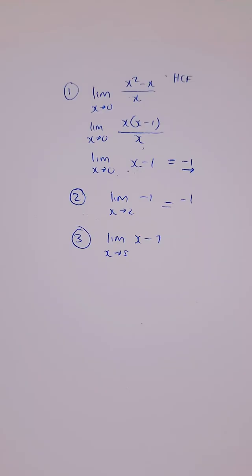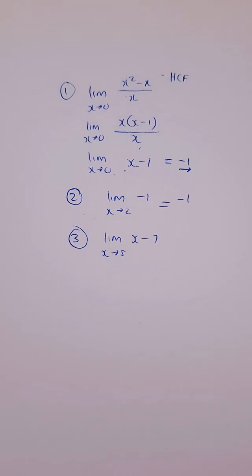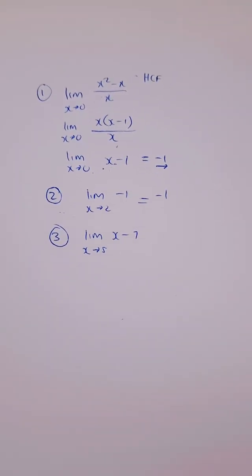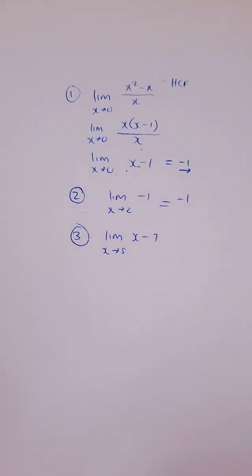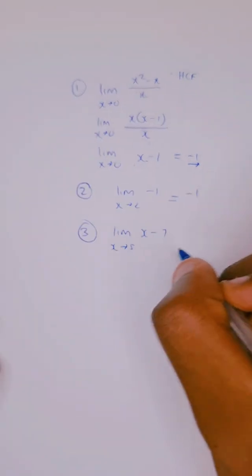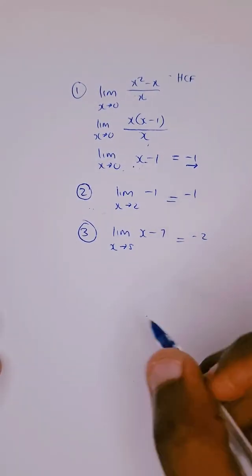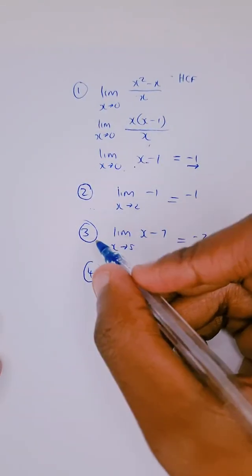Okay, yes. 5 minus 7. Straightforward this one. No factorization needed. The expression for our f of x function is already two terms simplified, so we just substitute 5. We know the answer. Okay, -2. Good job. Let's go.